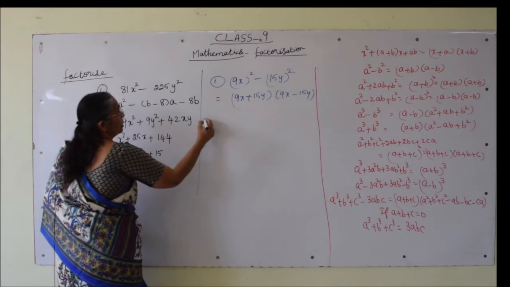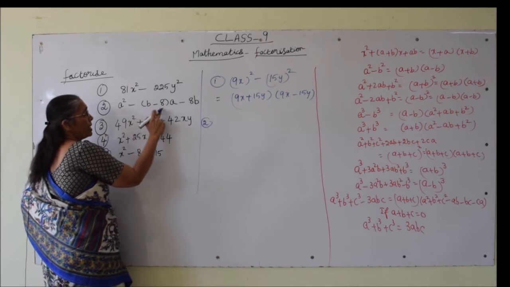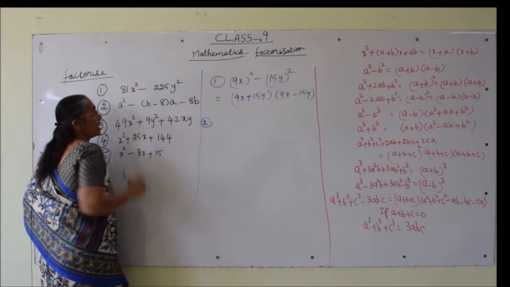Coming to the second one. Now, for the second problem, check: it is given a square minus b minus 8 of a minus 8b.